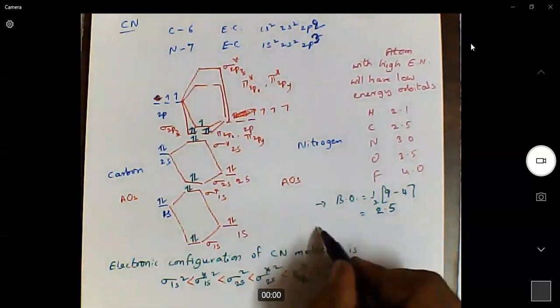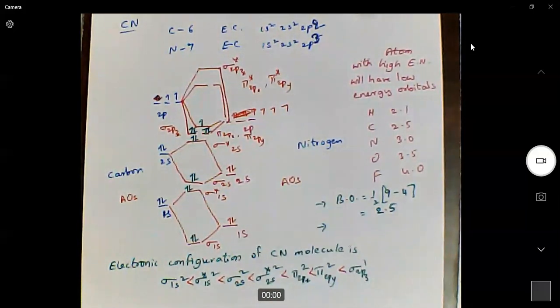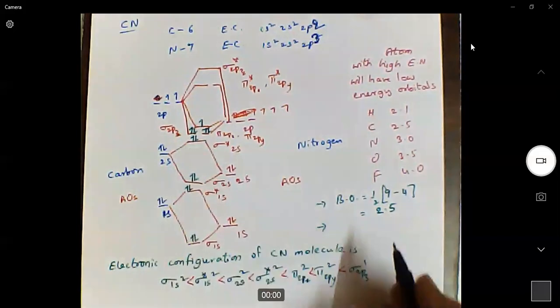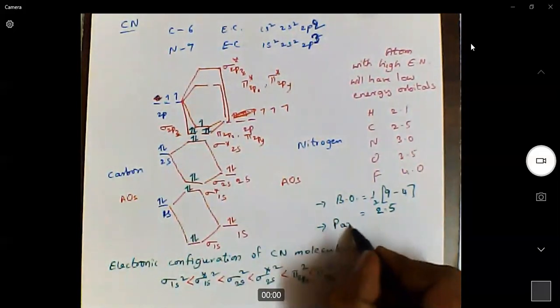Now, whether it is a paramagnetic material or diamagnetic material, any guess? Diamagnetic, sir. Yeah, as I said, if all the electrons are completely paired, then it is diamagnetic. If unpaired electrons are there, then it is paramagnetic. Because it is having one unpaired electron, it is paramagnetic material.